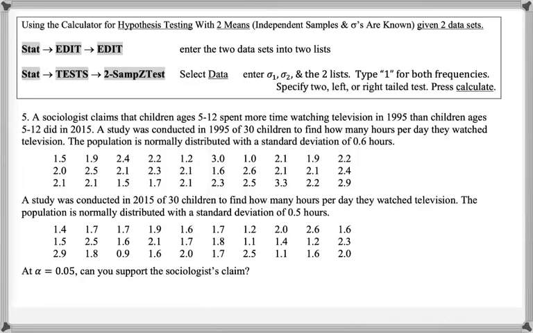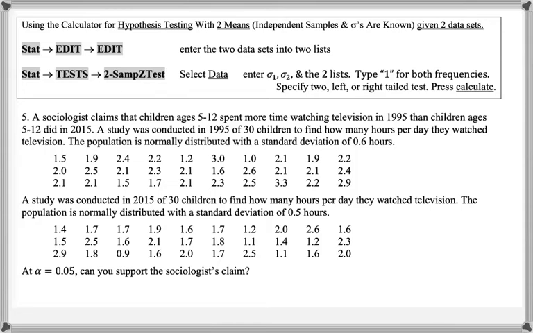A sociologist claims that children ages 5 through 12 spent more time watching television in 1995 than children ages 5 through 12 did in 2015. A study was conducted in 1995 of 30 children to find out how many hours per day they watched television. The population is normally distributed with a standard deviation of 0.6 hours.